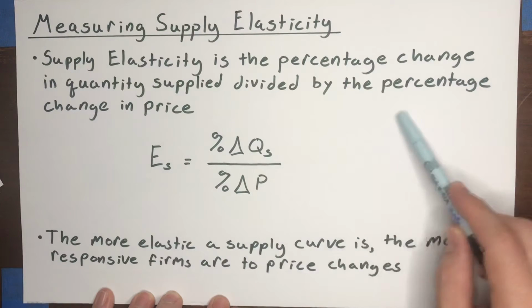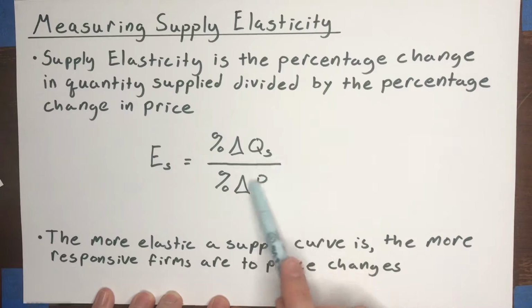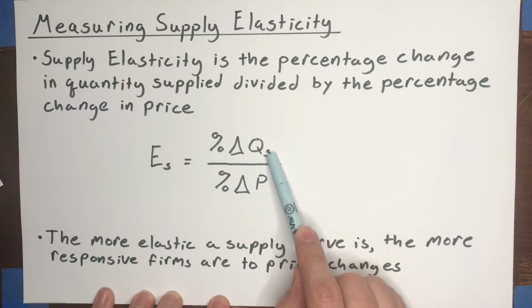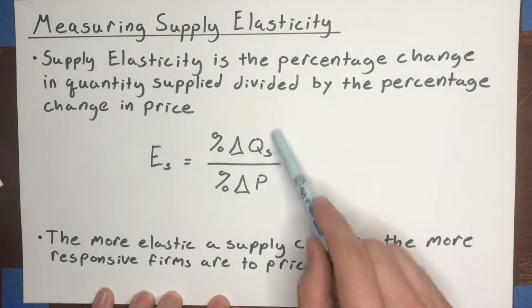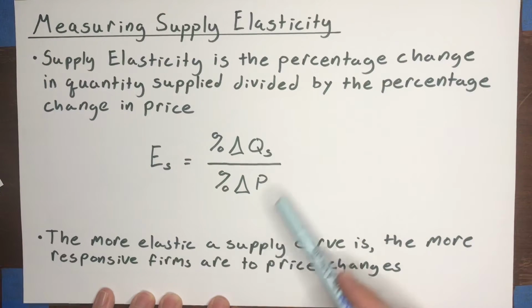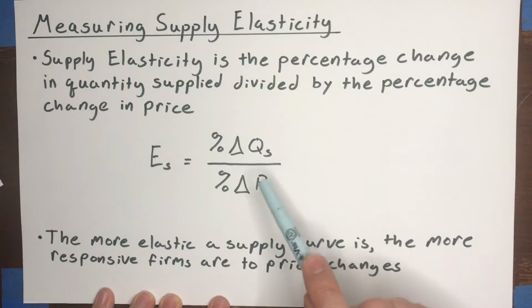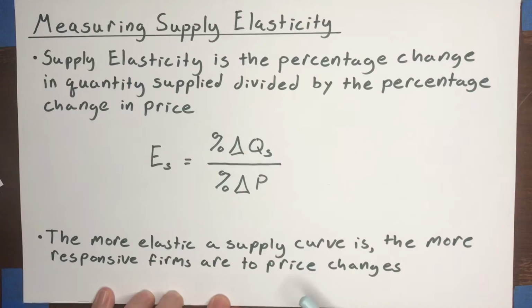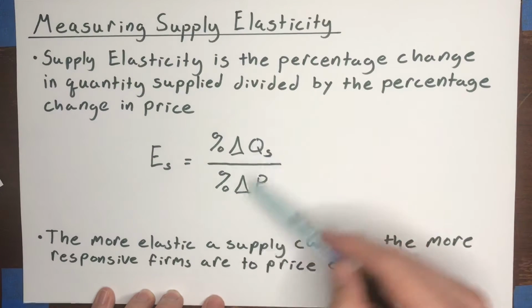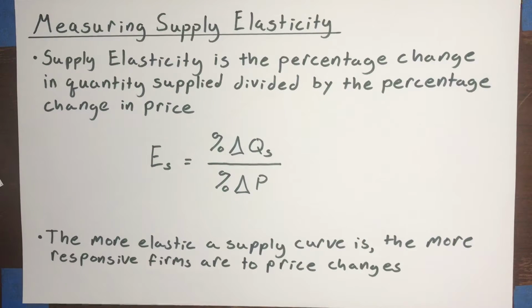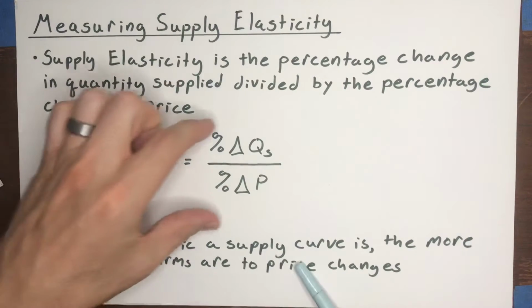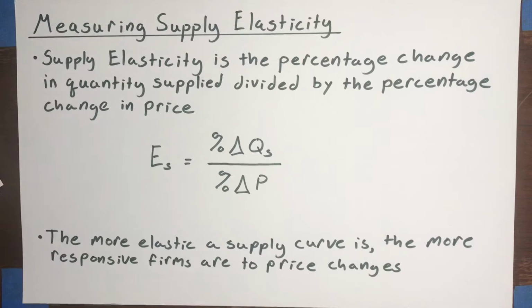The supply curve slopes upward, so if prices are increasing, if this number is positive, quantity supplied is also increasing. That number is positive, and so this will be a positive ratio. Or if prices are falling, quantity supplied is also falling. So if this number is negative, that number must be negative. Those negatives cancel out, so elasticity of supply will always be a positive number. Now, the more elastic a supply curve is, in other words, the bigger this number is, the more responsive firms are to changes in price.